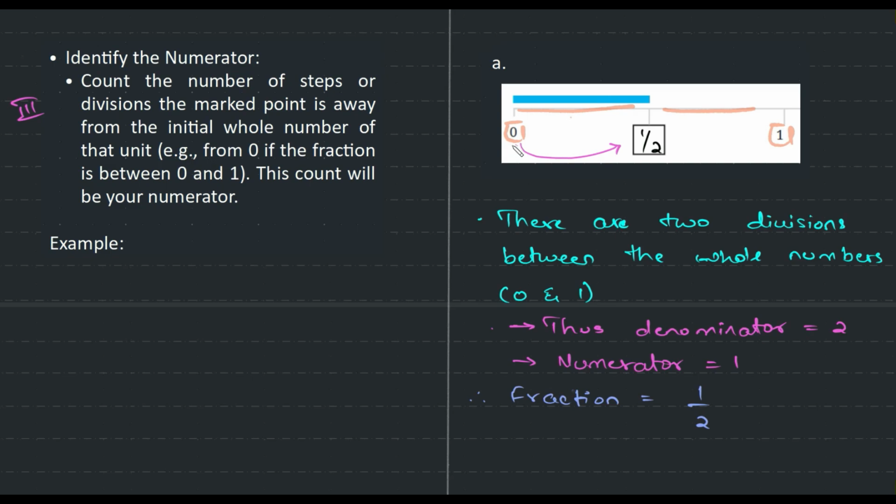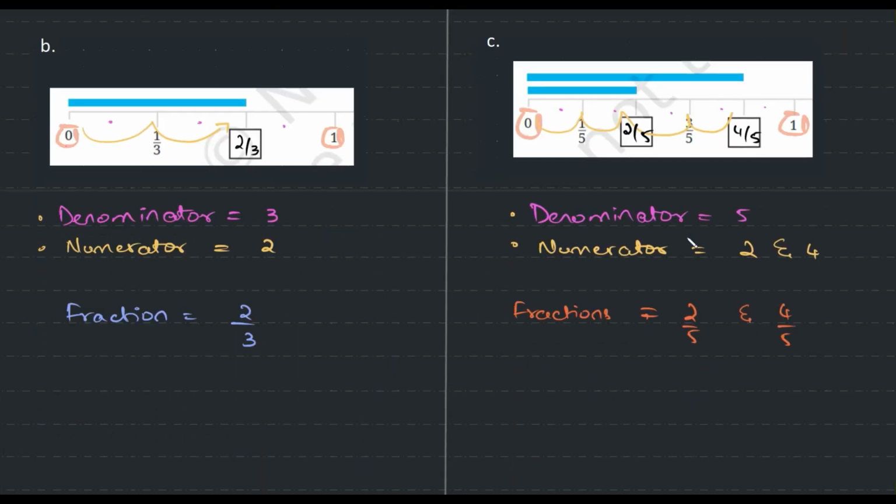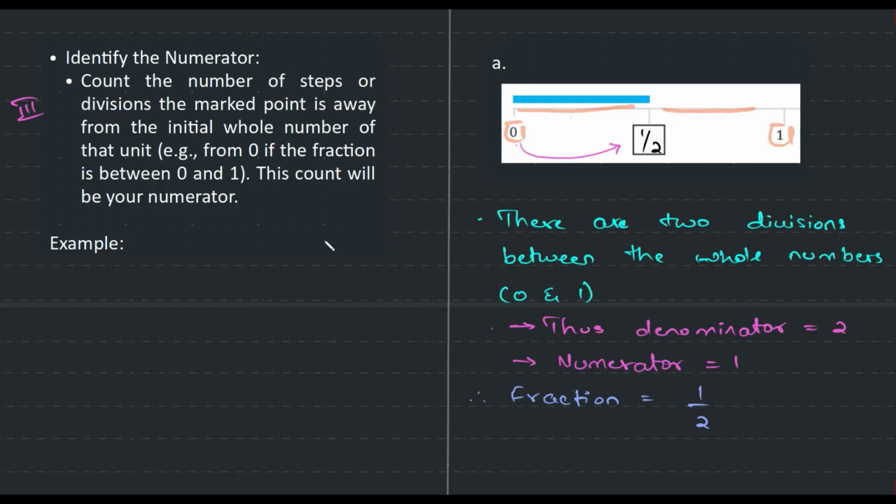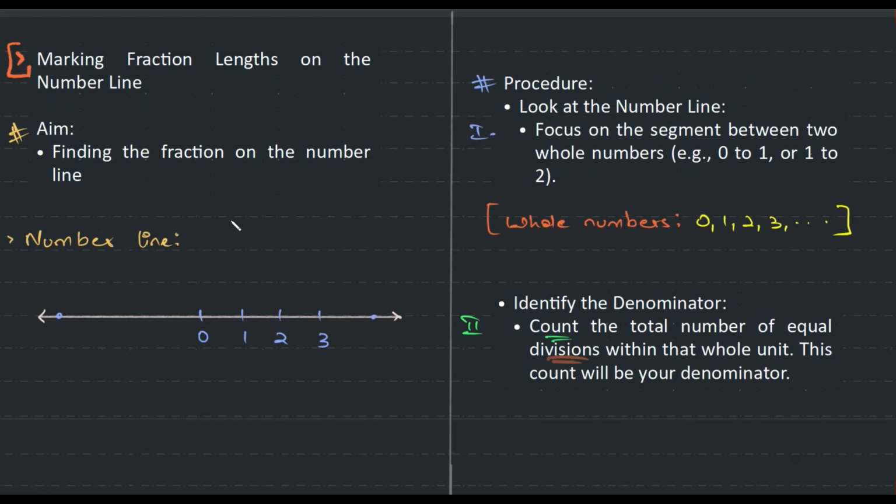We'll get different whole numbers. We'll see each case, but now we're just looking at 0. So from 0, this is 1 jump away. So the numerator is 1 and the fraction is 1 by 2 because there are two equal parts. And in this example, it is 2 jumps away and there are 3 equal parts. So it is 2 by 3. And in this example, there are 1, 2, 3, 4 jumps away. So the fraction is 4 by 5. And so on and so forth. We'll do quite a few more sets of examples to understand this better.